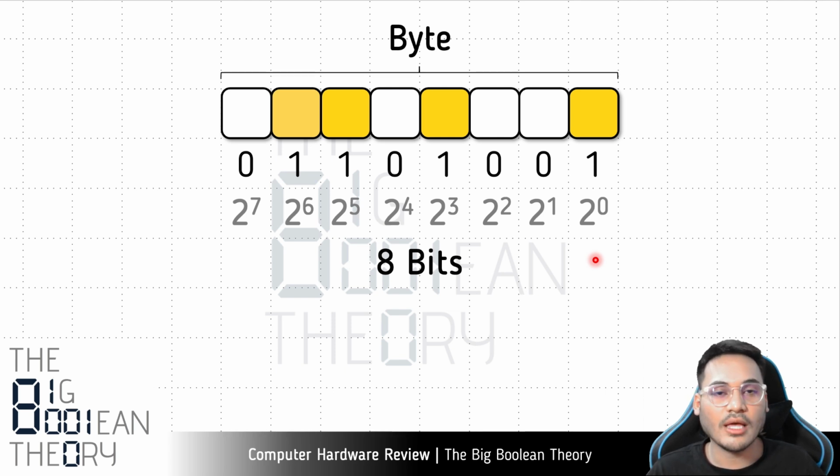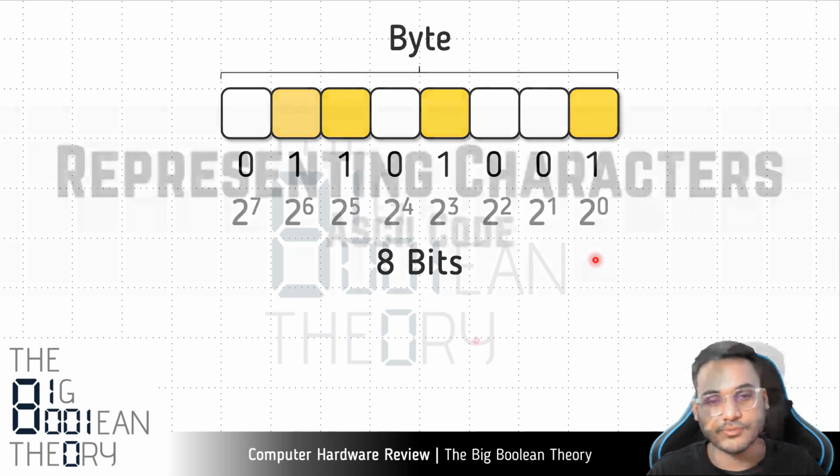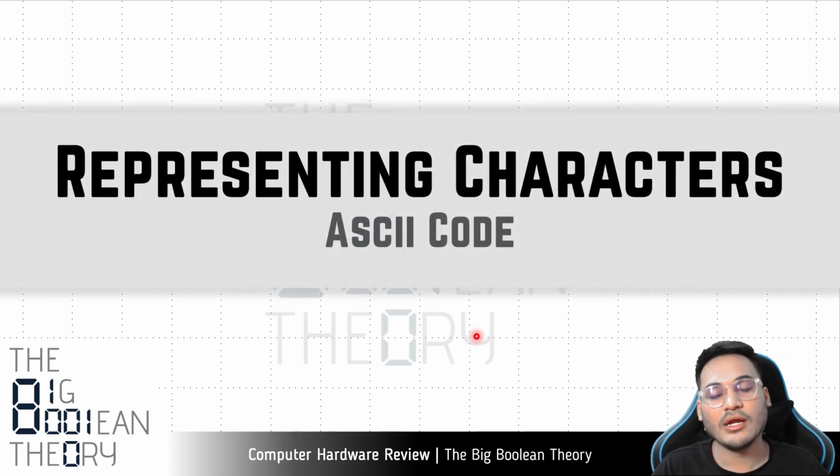And now let us look at how we can represent other pieces of information. The next thing that we will look at is characters. Okay, so let us now look at how we can represent characters, the English characters I'm talking about, using the binary number system. So the way it is done is by following a code that is called ASCII code. So let us now see what this ASCII code is.